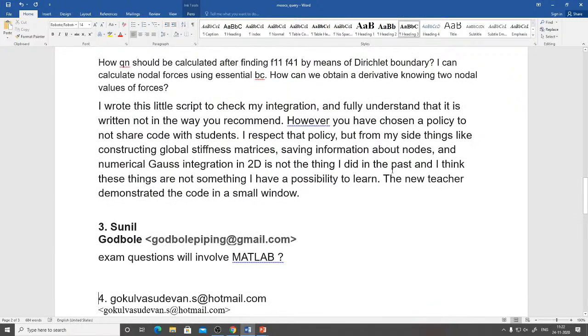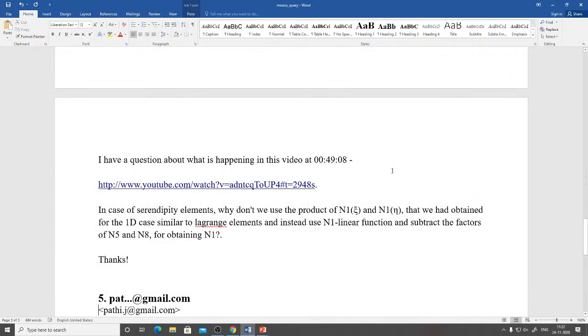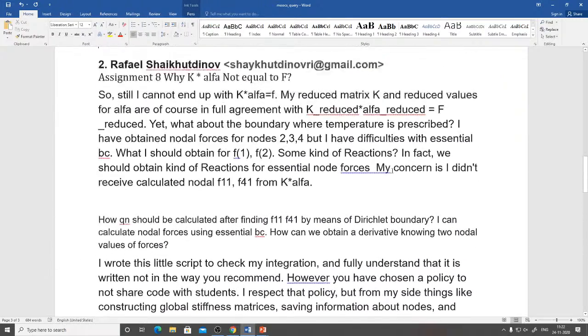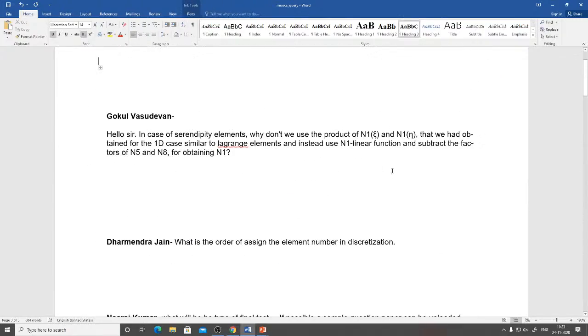If you go up, yeah, so this is raised by Gokul Basudevan. He asked why, while calculating the serendipity elements, we are not subtracting from the corresponding shape function at n1, why we are subtracting from the linear shape function n1. So let me address this.